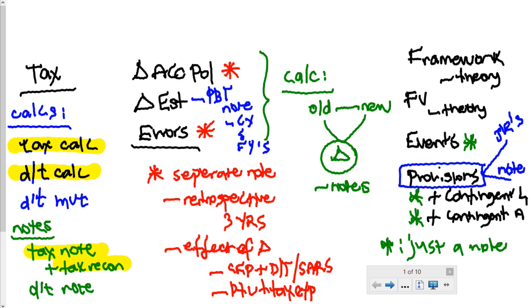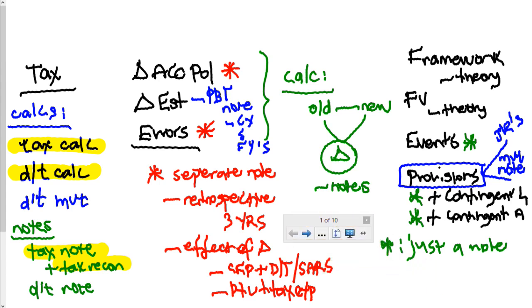The note for provisions is a movement note. It's like your PPE note. What was the balance of my provision at the beginning? What changed? What happened in the year? Did I use up some of it? Did I release or reverse some of it? Did I raise new provisions? And what's the balance at the end? A movement note. And then we finished off.